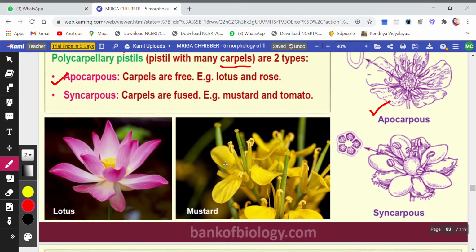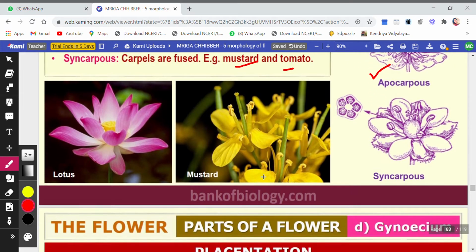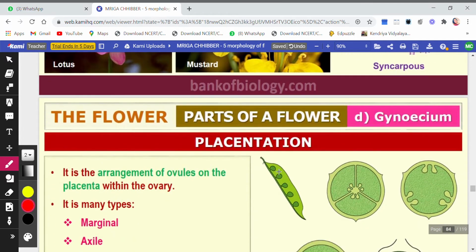Another type is where the carpels are fused. Here you see this is closed, this is fused, this is free. Apocarpous means free, and syncarpous means they are fused. Examples are mustard and tomato. Here they have shown both of the figures, apocarpous and syncarpous.